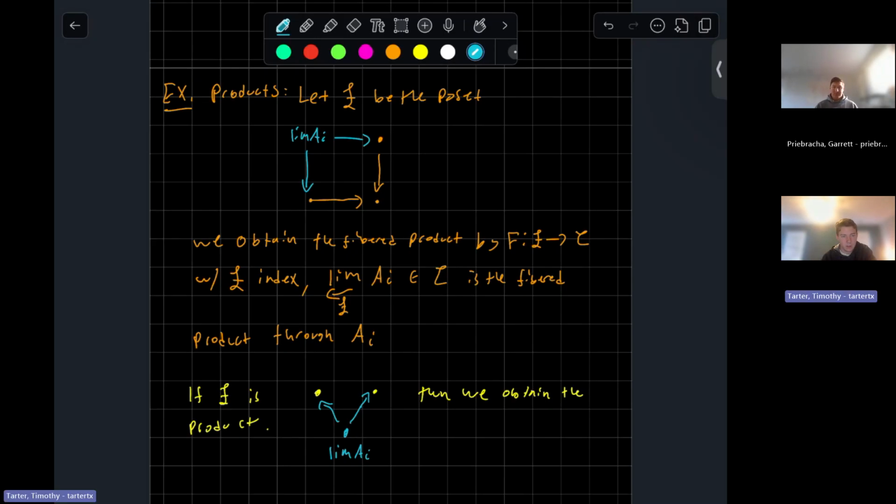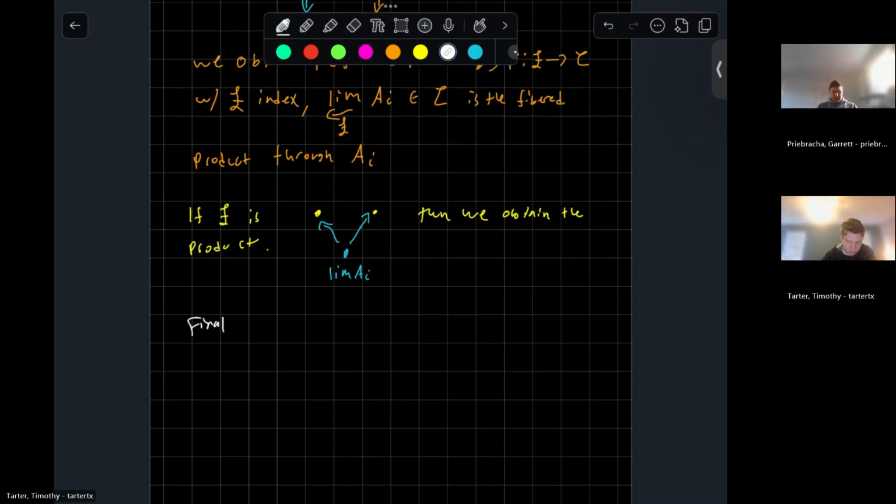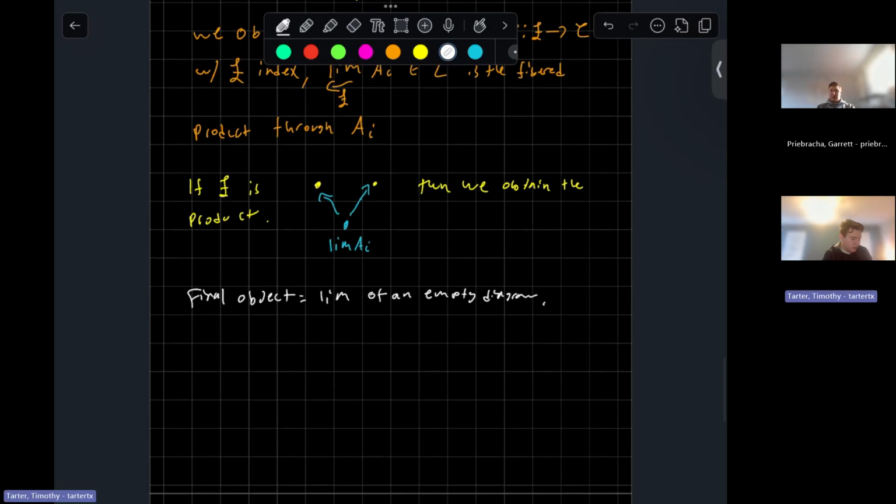And so the terminal object, the final object, is the limit of an empty diagram, since everything flows into lim A_i.